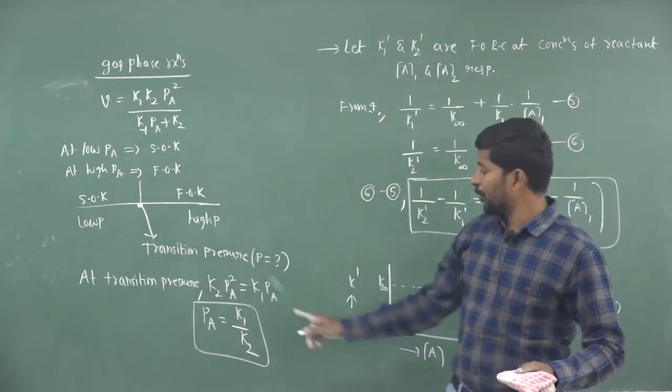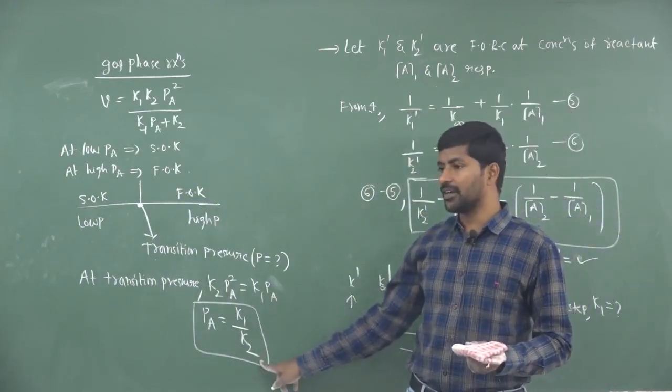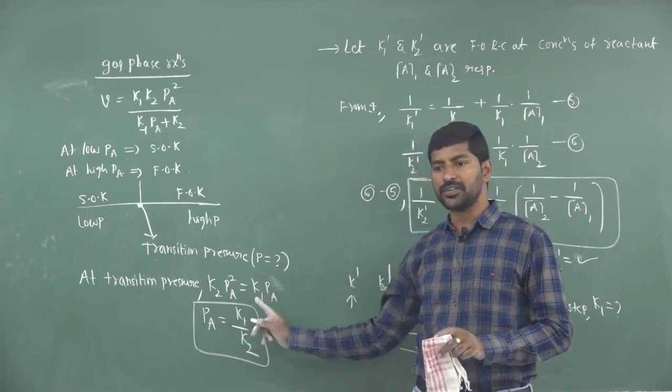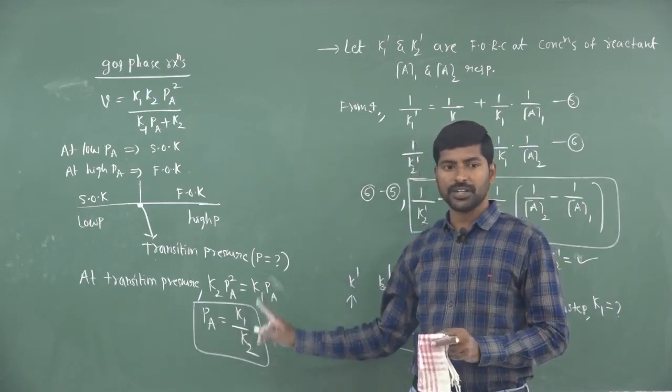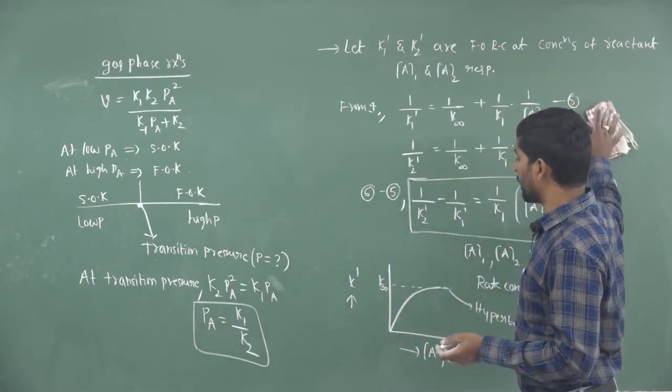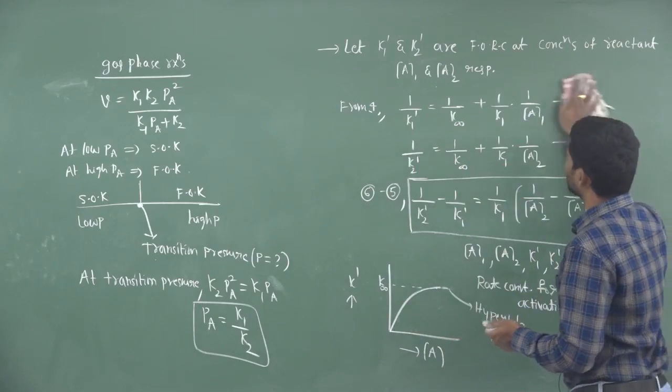They may give you the first order rate constant and second order rate constant, and ask you to calculate the transition pressure. Transition pressure is nothing but simply the ratio of the first order rate constant to the second order rate constant.